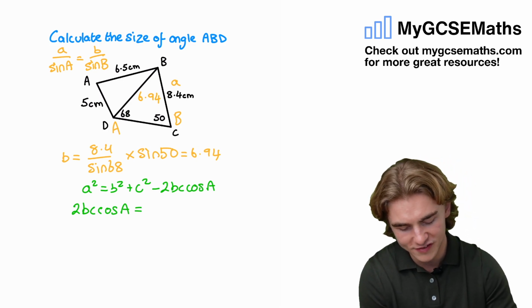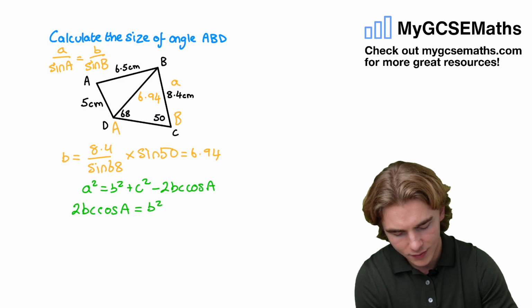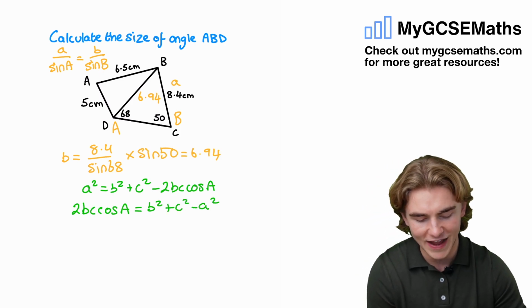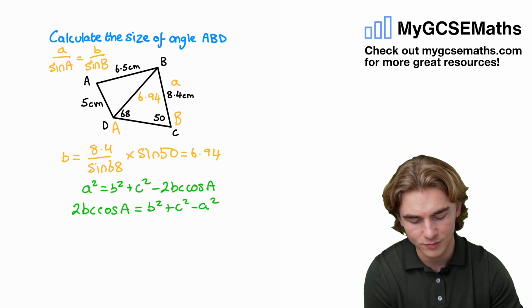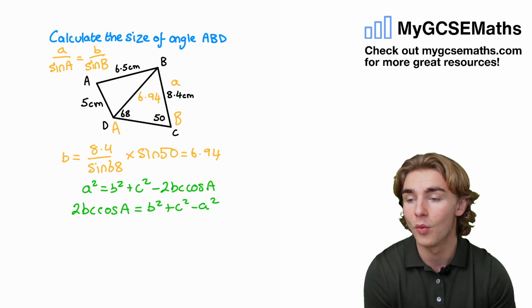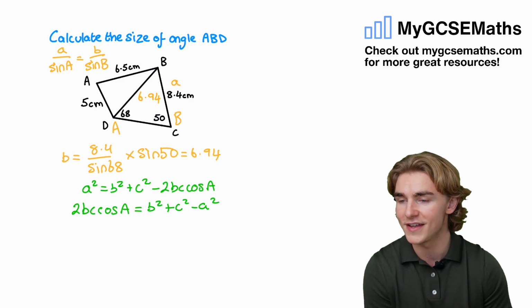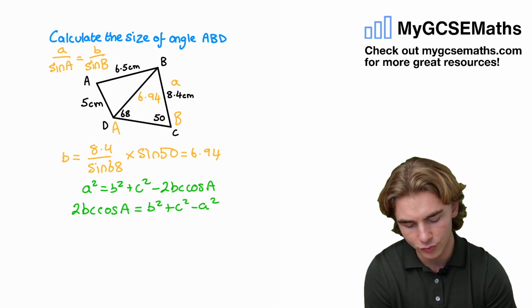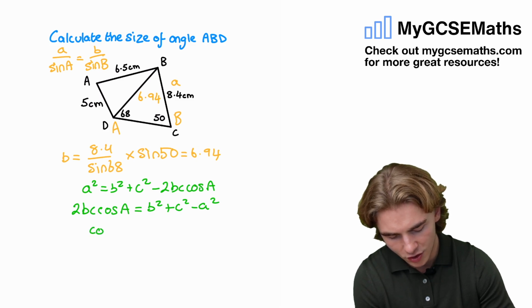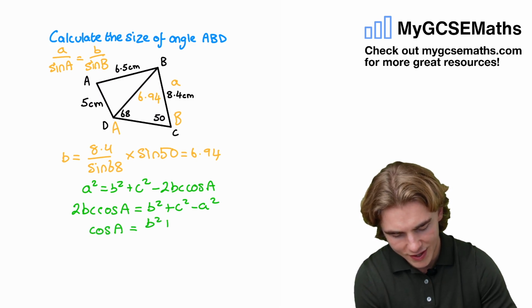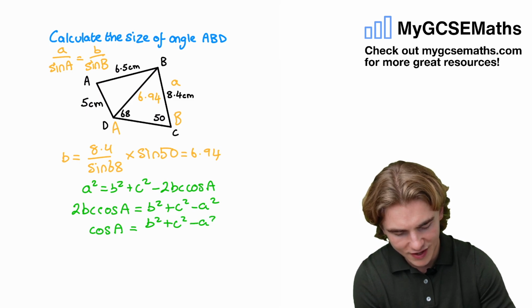So we have 2bc cos A equals b squared plus c squared minus a squared. What we did there, guys, was add 2bc cos A to both sides and subtract a squared from both sides. Now, guys, to make cos A the subject, we're going to divide both sides by 2bc, and that is because cos A is currently being multiplied by 2bc. What are we going to get?